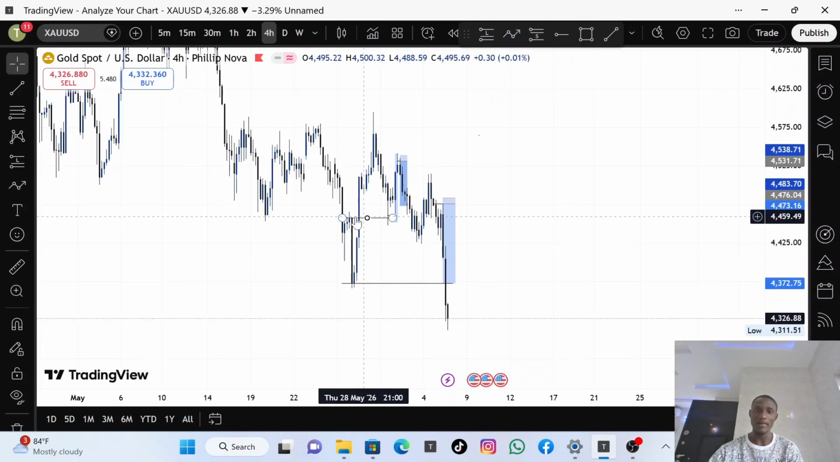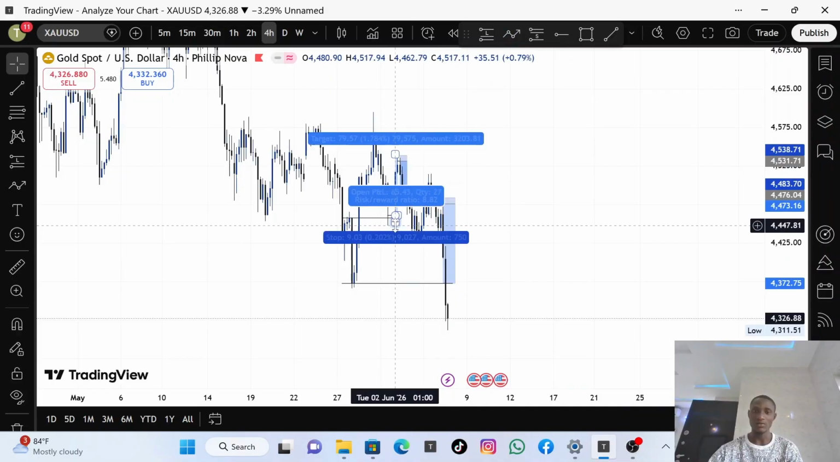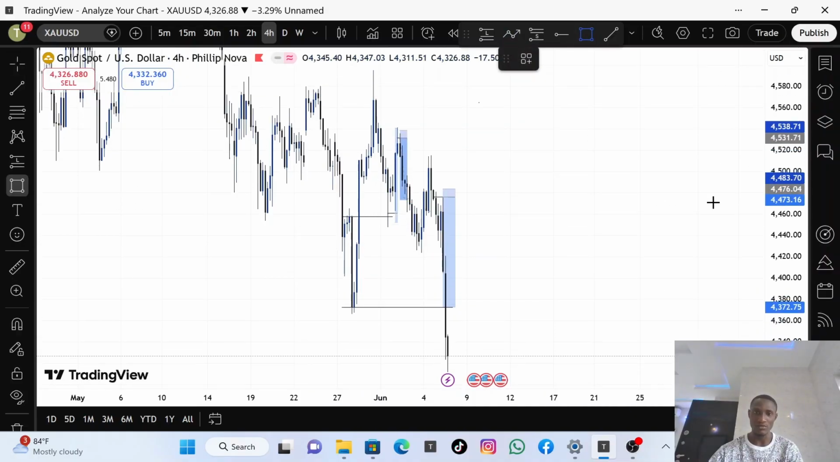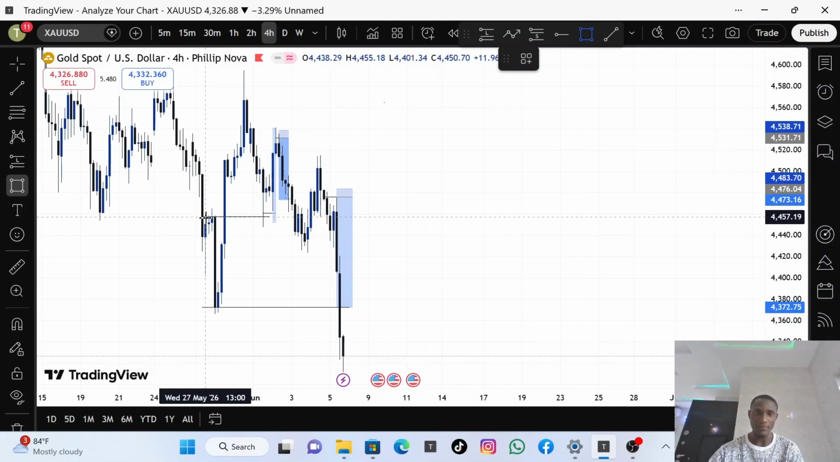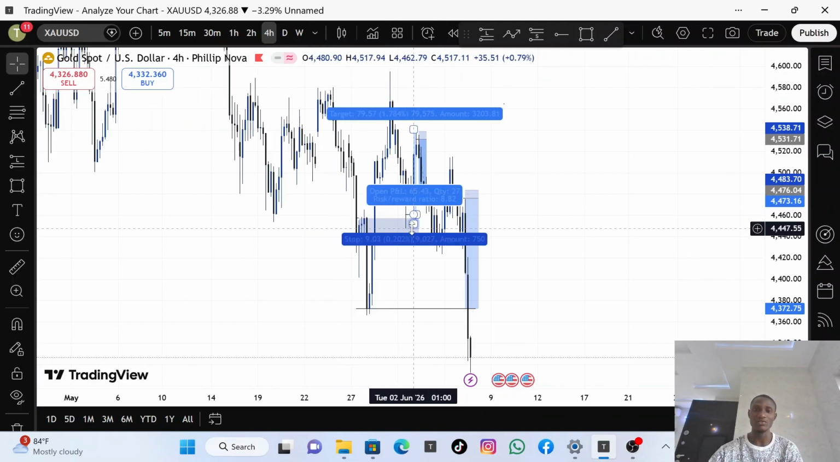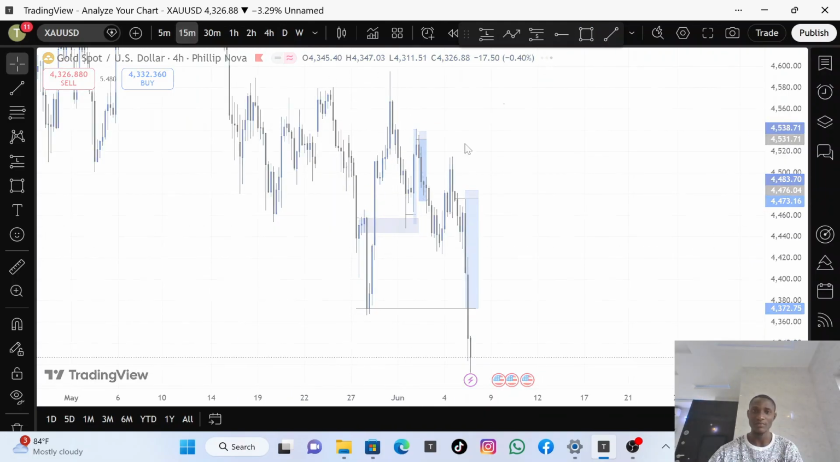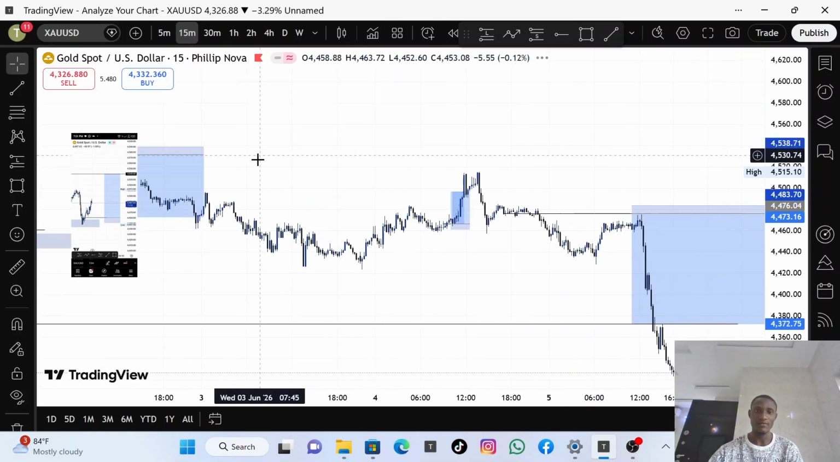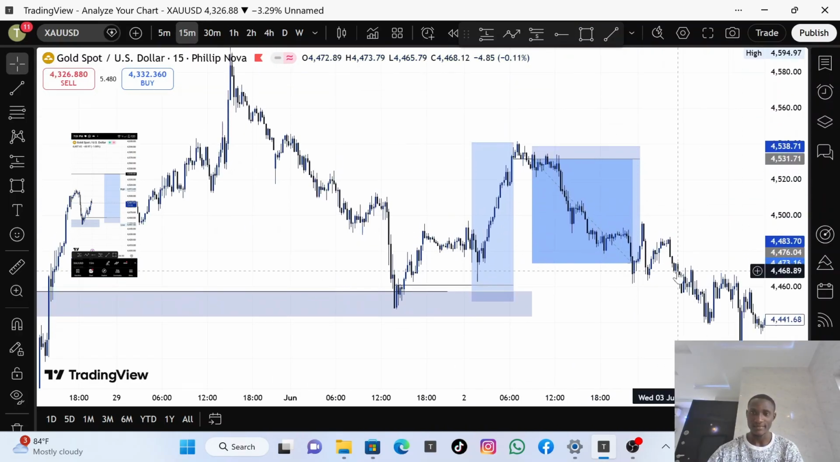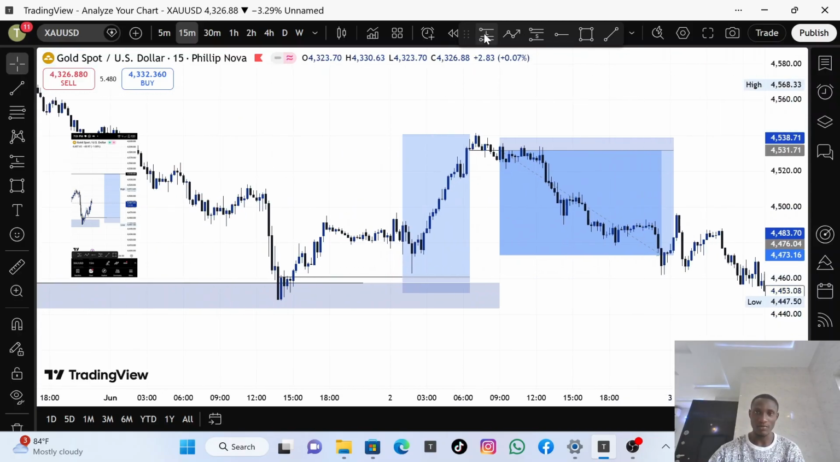And as you can see, when market came here, what did market do? Market tapped this 4 hours order block. Let me map it out so you can see it. Market came and tapped this 4 hours order block, and when it did, market gave us confirmation on 15 minutes. Let's go back to 15 minutes and check it.